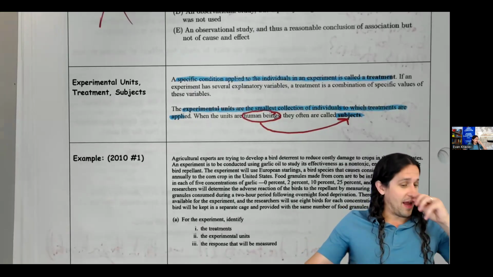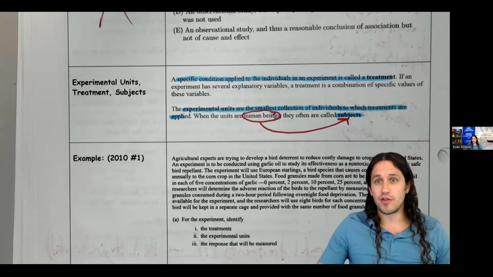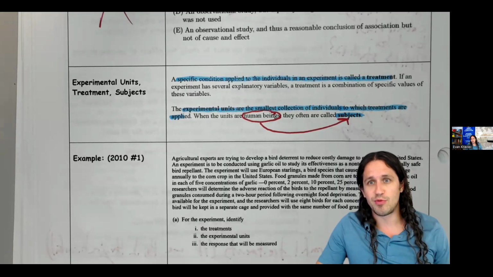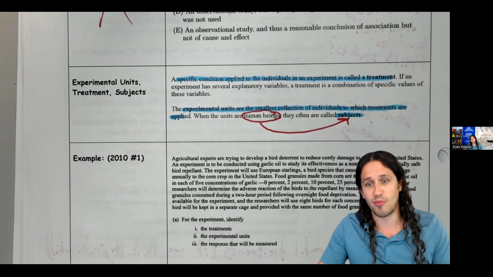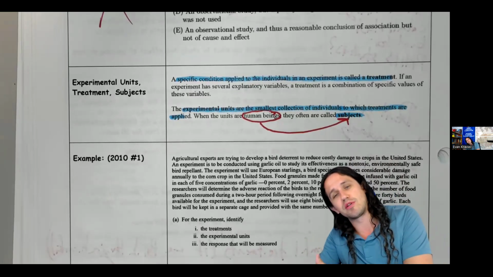All right, so what are we going to have to do? We're going to have to often, first thing we're going to have to do, when we're looking at a description of an experiment, is identify, well, what are the treatments, what are the experimental units, what's the thing that we're measuring the response to?